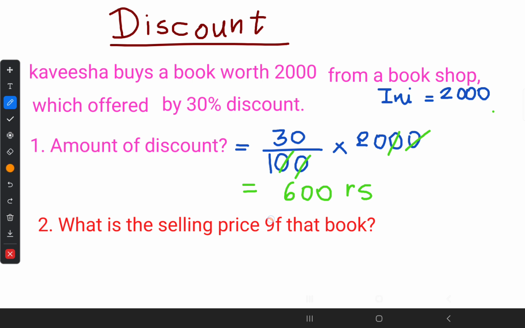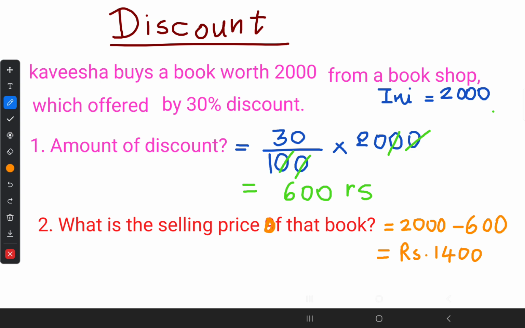So what is the final selling price of that book? The original price of that book is 2000 rupees. To find the selling price, from the 2000 rupees they deduct 600 rupees as discount. So we have to subtract the 600 to get the final selling price. So Kavisha will pay 1400 rupees to afford that book.